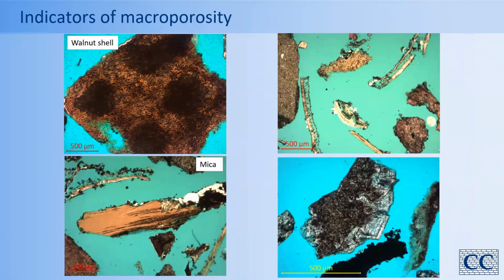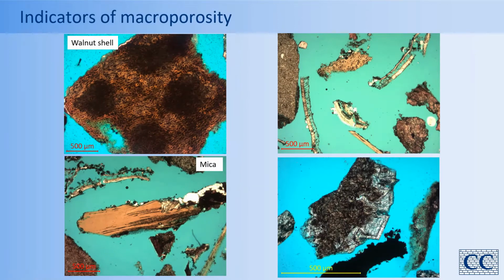Some of the key indicators of macroporosity are lost circulation material. Now, lost circulation material is typically added to the mud system in a well when drillers are trying to control mud losses. And some of the key features that we actually see in the thin sections include walnut shells, mica, or even bits of plastic. So when we see these in thin sections, these are all indicators that the well had encountered some sort of mud losses and hence macroporosity that needed to be controlled.